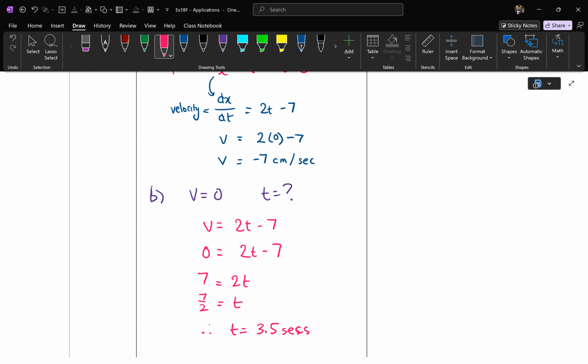So this particle, when will this particle get a velocity of 0? And velocity of 0, doesn't that just mean speed 0? If speed is 0, doesn't that mean it stops? Get me? So you've got to think about the application here. When is the particle going to stop? Well, the particle will stop at 3.5 seconds. So the velocity is 0 when it reaches 3.5 seconds.